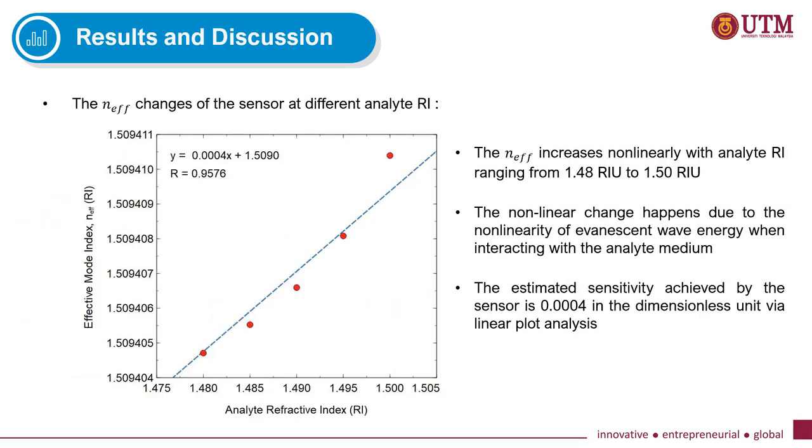So here is the effective refractive index changes, or NF, of the sensor at different analyte refractive index. The NF increases non-linearly with analyte refractive index ranging from 1.48 RIU to 1.50 RIU. The nonlinear change happens due to the nonlinearity of evanescent wave energy when interacting with the analyte medium. The estimated sensitivity achieved by the sensor is 0.0004 in the dimensionless units via linear plot analysis.